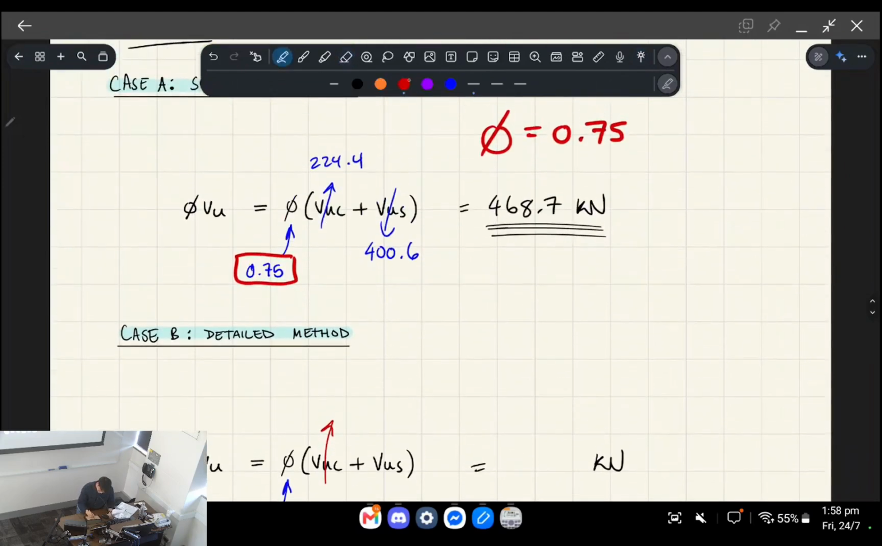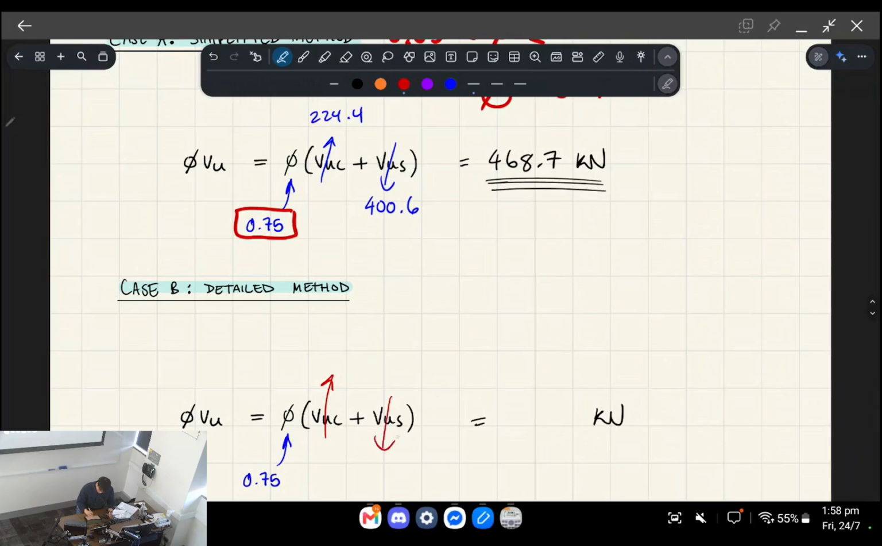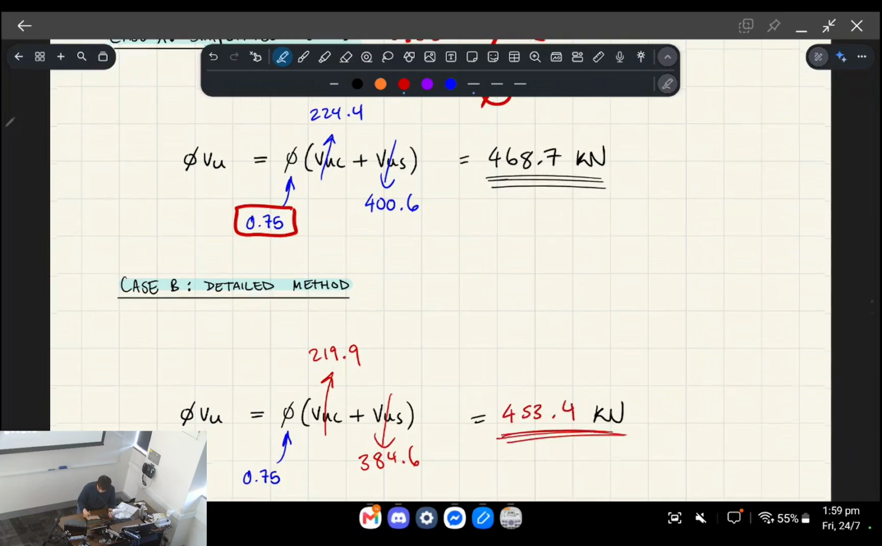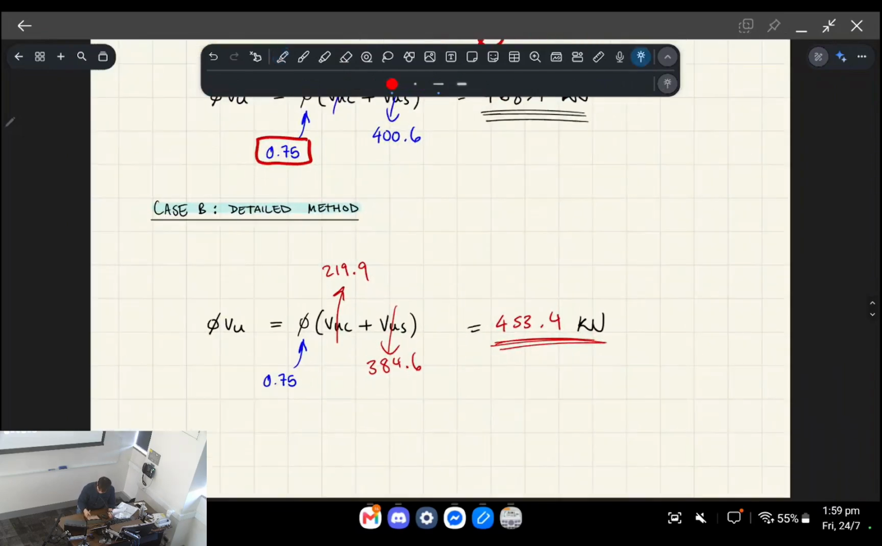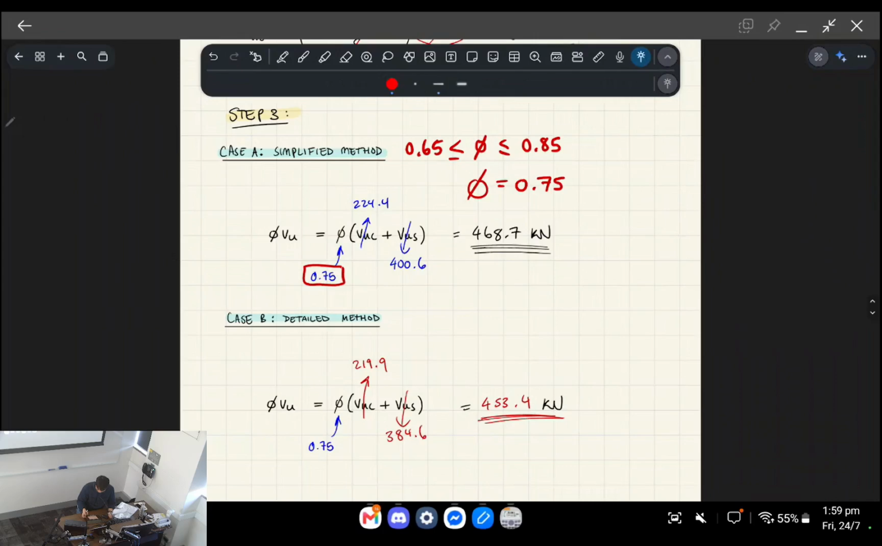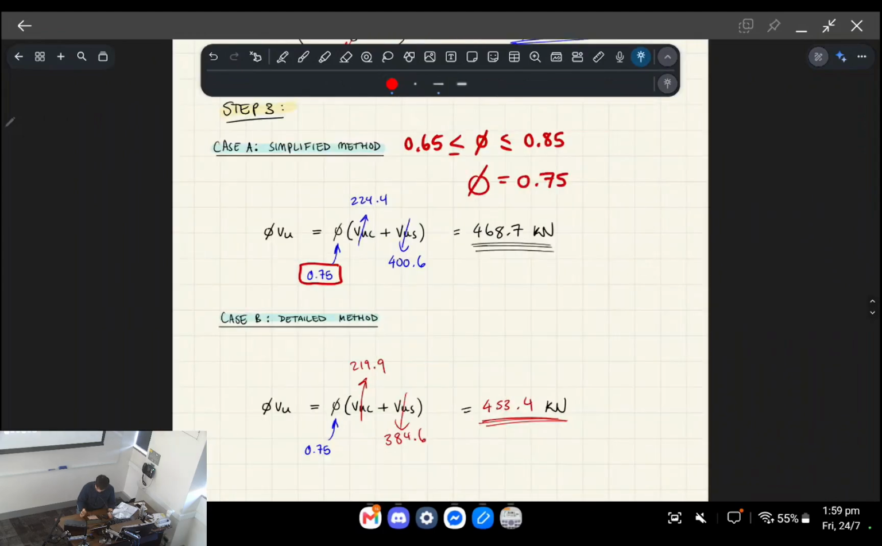For the detailed method, we got different numbers for VUC and VUS. VUC was 219.9 and VUS was 384.6. So what you'll find is that the detail method gave you a lower number, a more conservative number for your capacity in this particular question. Okay, any questions so far?